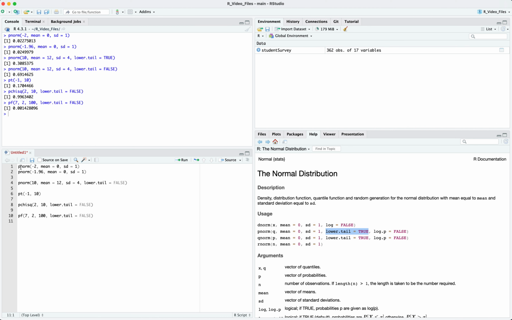Now all of these are p and then the distribution. So pnorm, pt, pchisq, and pf. And for all of these, we first pass in the value we're interested in, and then the other bits of information that we may need.